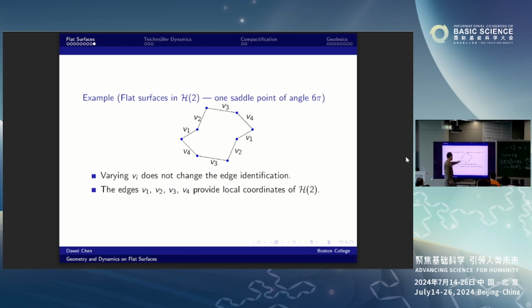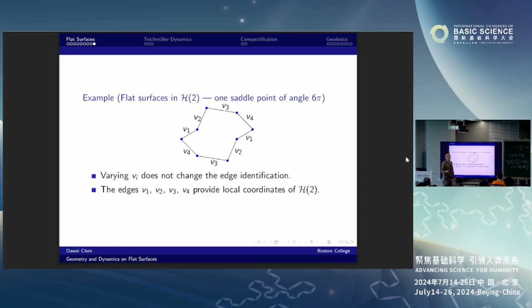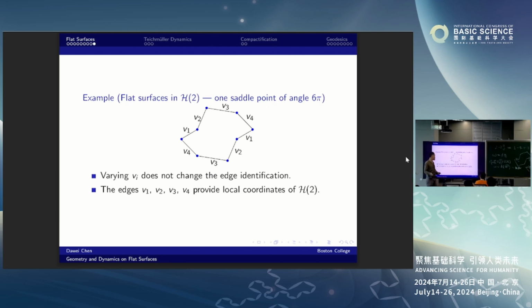So this picture is exactly the one I was trying to explain here. The edges provide us local coordinates of the moduli space parameterizing such objects. We deform these edges, which changes the shape of the polygon a little bit, but preserves the discrete invariants like genus, the number of zeros, and the angles. Are there any questions about this?